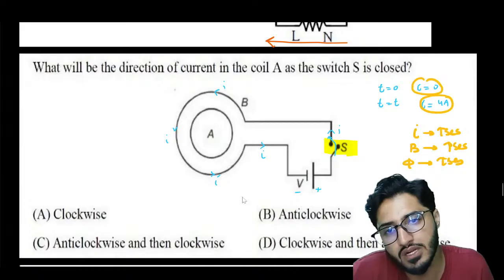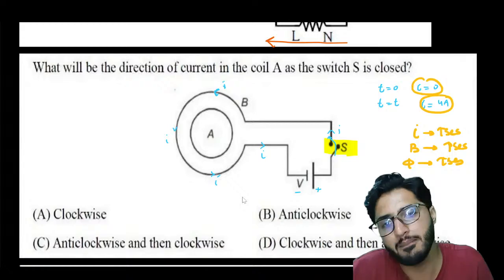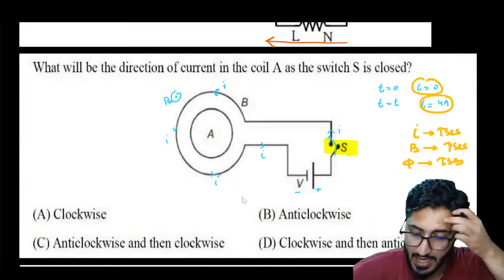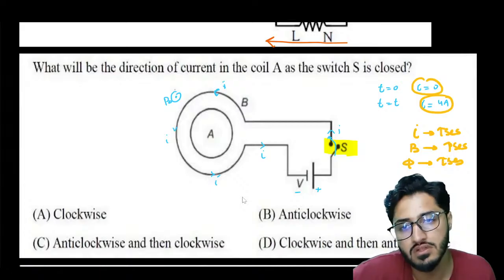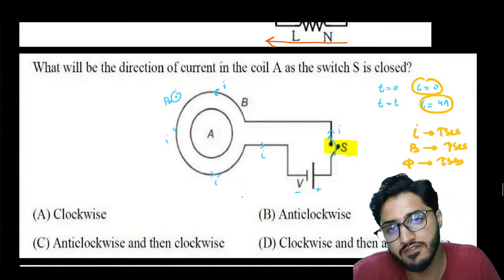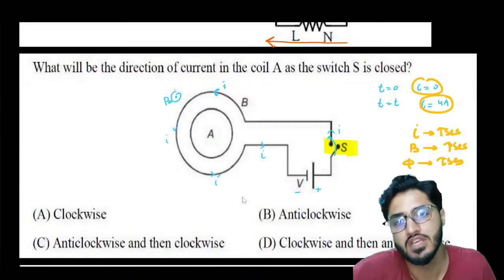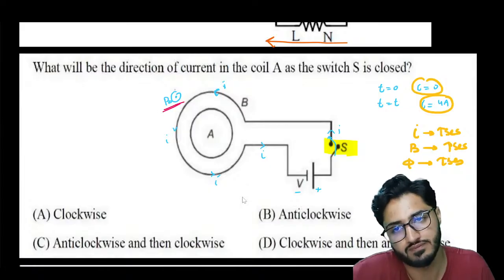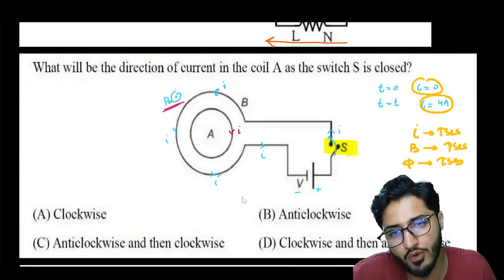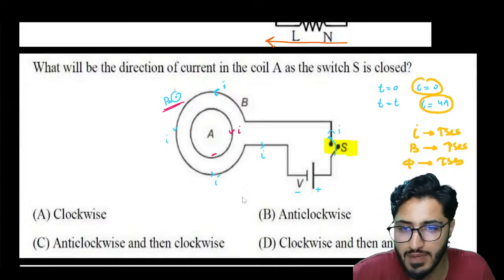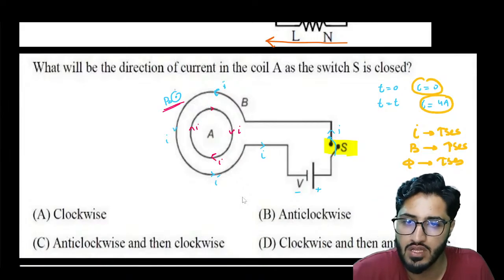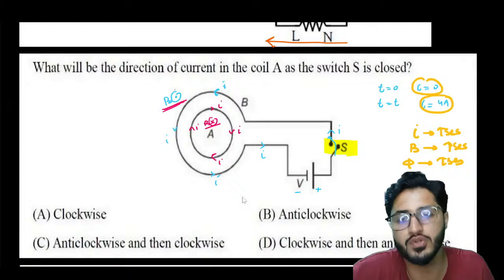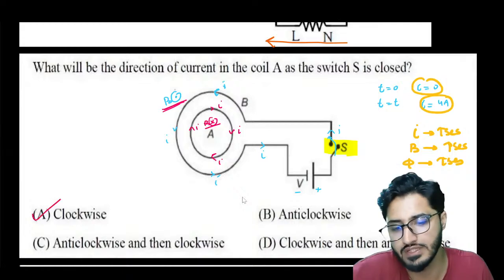Now, with respect to this current, my magnetic field will be outwards, and it is increasing. So the current should flow in the inverse direction, so that it opposes this one. I guess that is only possible if it is going in clockwise manner. How, sir? If clockwise, B will be like this. You can see dot and cross are opposite to each other. So it is clockwise. Option A is correct.